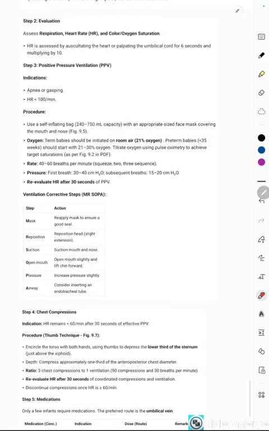Then the next step is evaluation. We have to evaluate the heart rate of the patient. If the heart rate is less than 100, then in that particular case we have to start positive pressure ventilation. Positive pressure ventilation should be started within 1 minute.